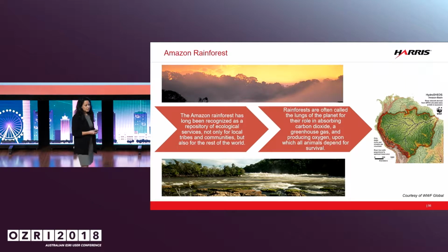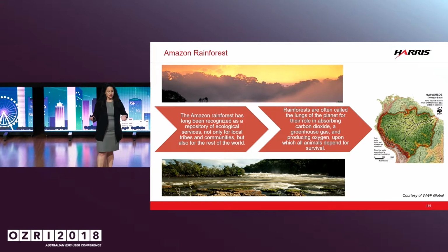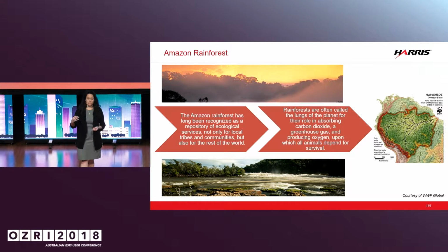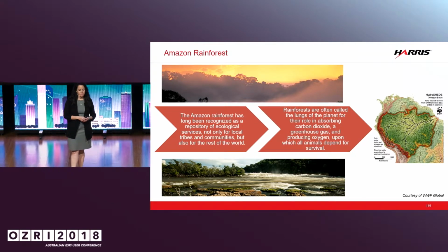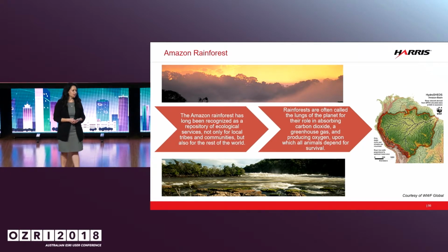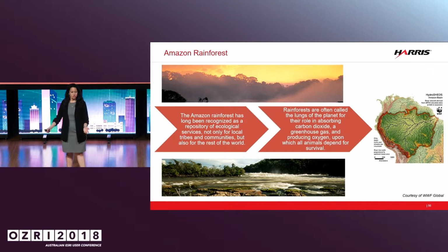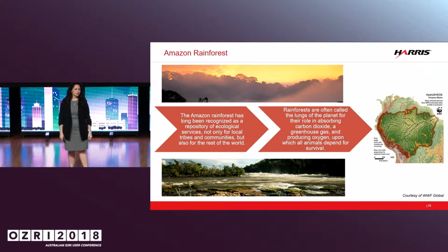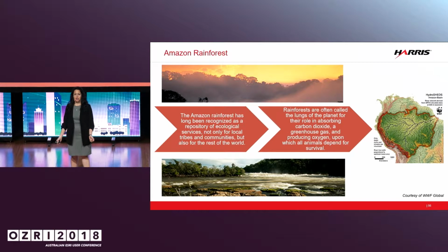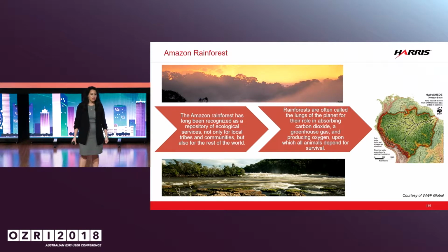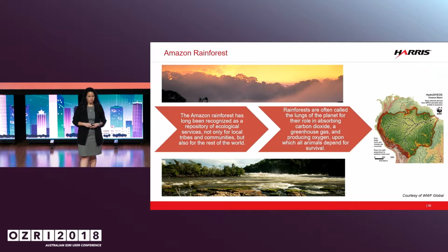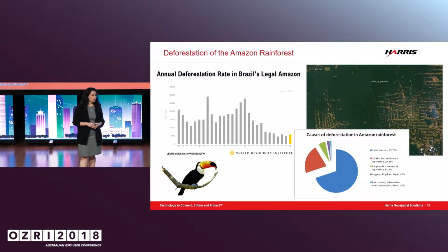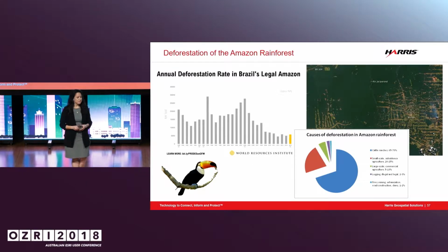It's considered really this type of repository of ecological services, not only for the tribes and communities, but also for the rest of the world. It's often called the lungs of the planet for its role in absorbing carbon dioxide and greenhouse gases, and producing oxygen, upon which many animals and plants depend for survival. You can imagine any sort of disruption in this fragile and vast ecosystem has really wide-reaching effects for the entire area.